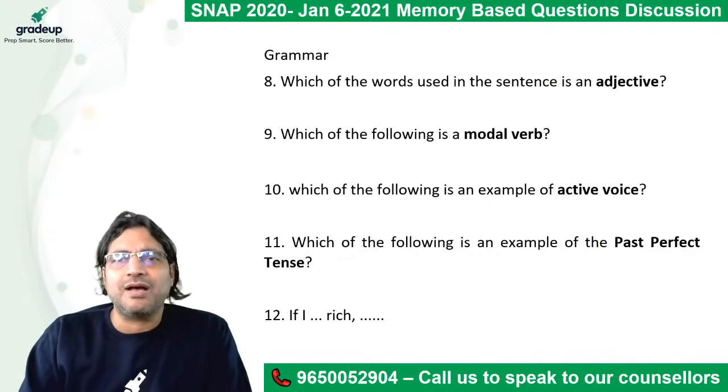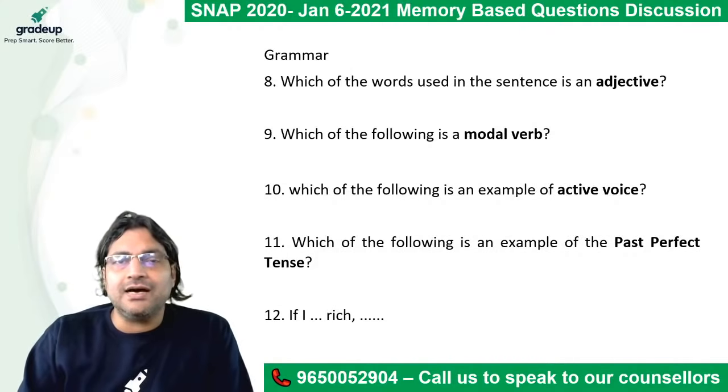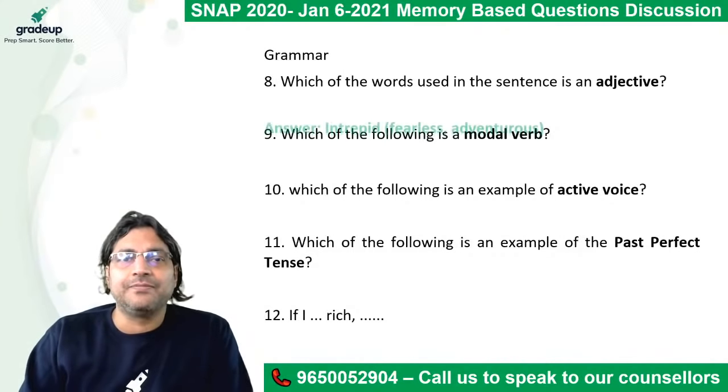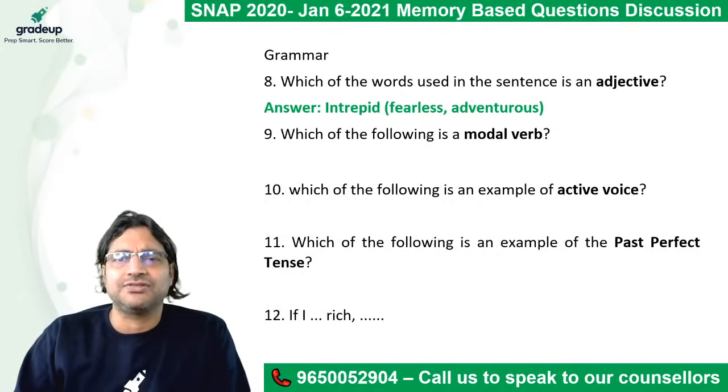Okay, let's come to grammar. One of the questions was which of the words used in the sentence is an adjective? And the answer was intrepid. An intrepid person is fearless or adventurous. Of course, this is an adjective. So intrepid was the answer to this question.